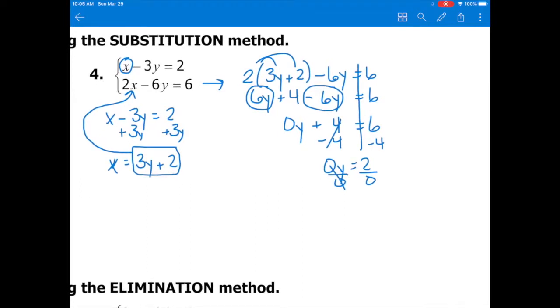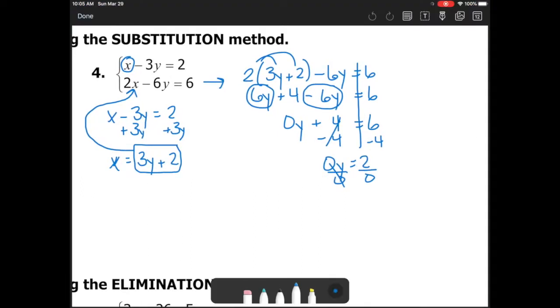If there is no x and y that works for both, and I see that there isn't, because right here I can't solve this equation for y. I get an undefined. You can't do 2 divided by 0. That means that there is no solution.